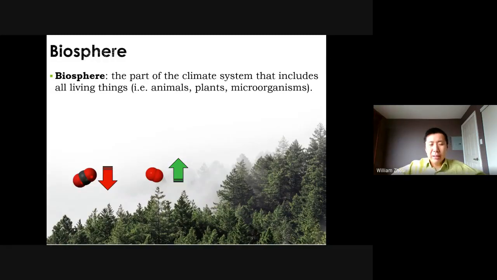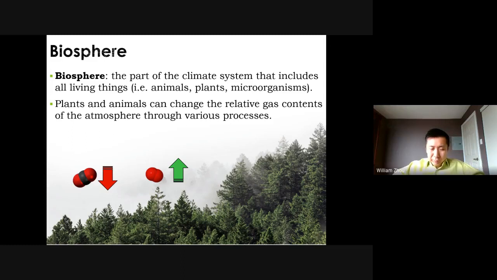Okay, and lastly, you have the biosphere. The biosphere includes everything living: plants, animals, bacteria, and the other microorganisms. We metabolize energy, and this can also affect the climate. So basically, plants absorb carbon dioxide, they use the carbon to make sugar so that they can build their bodies, and they exhale oxygen back into the air. So they reduce the amount of carbon dioxide in the air.